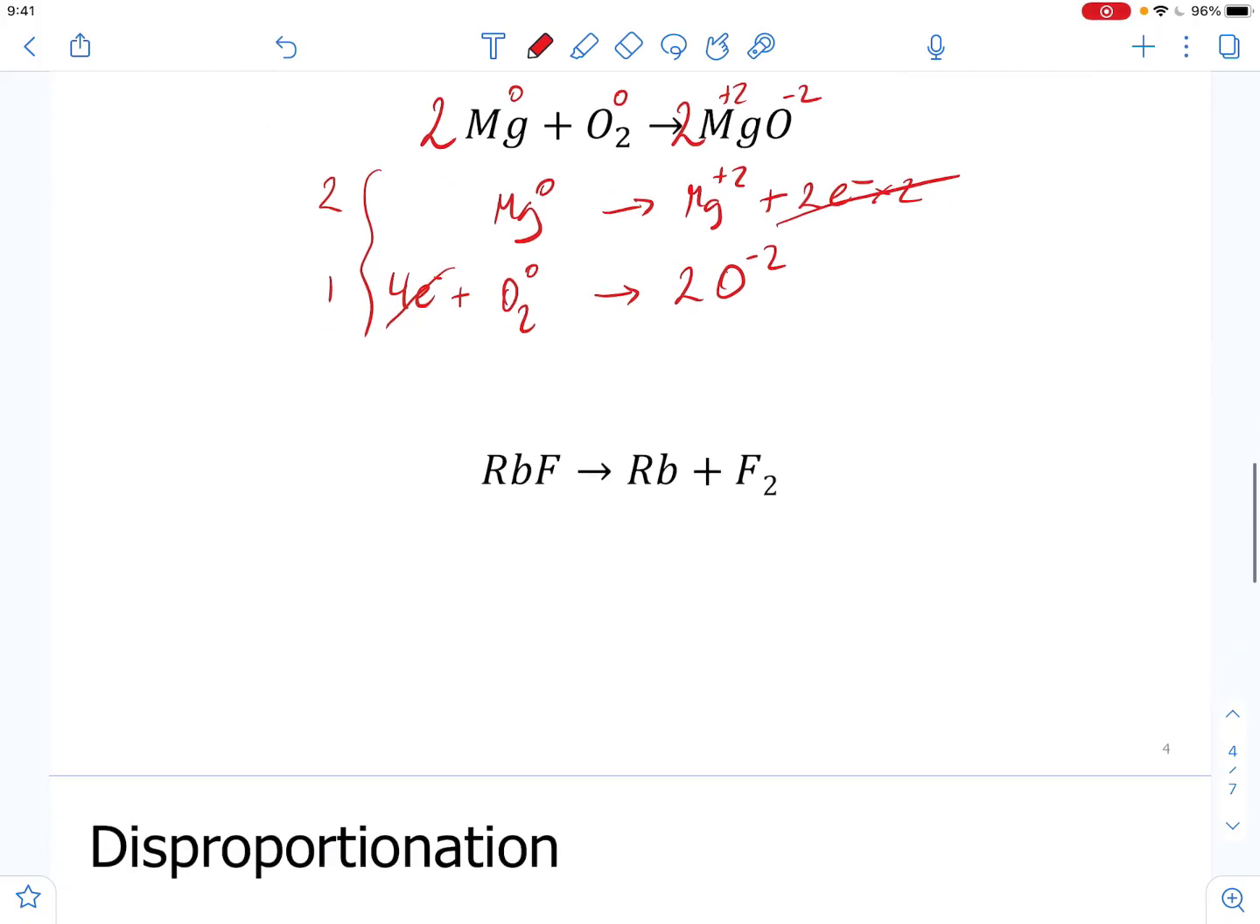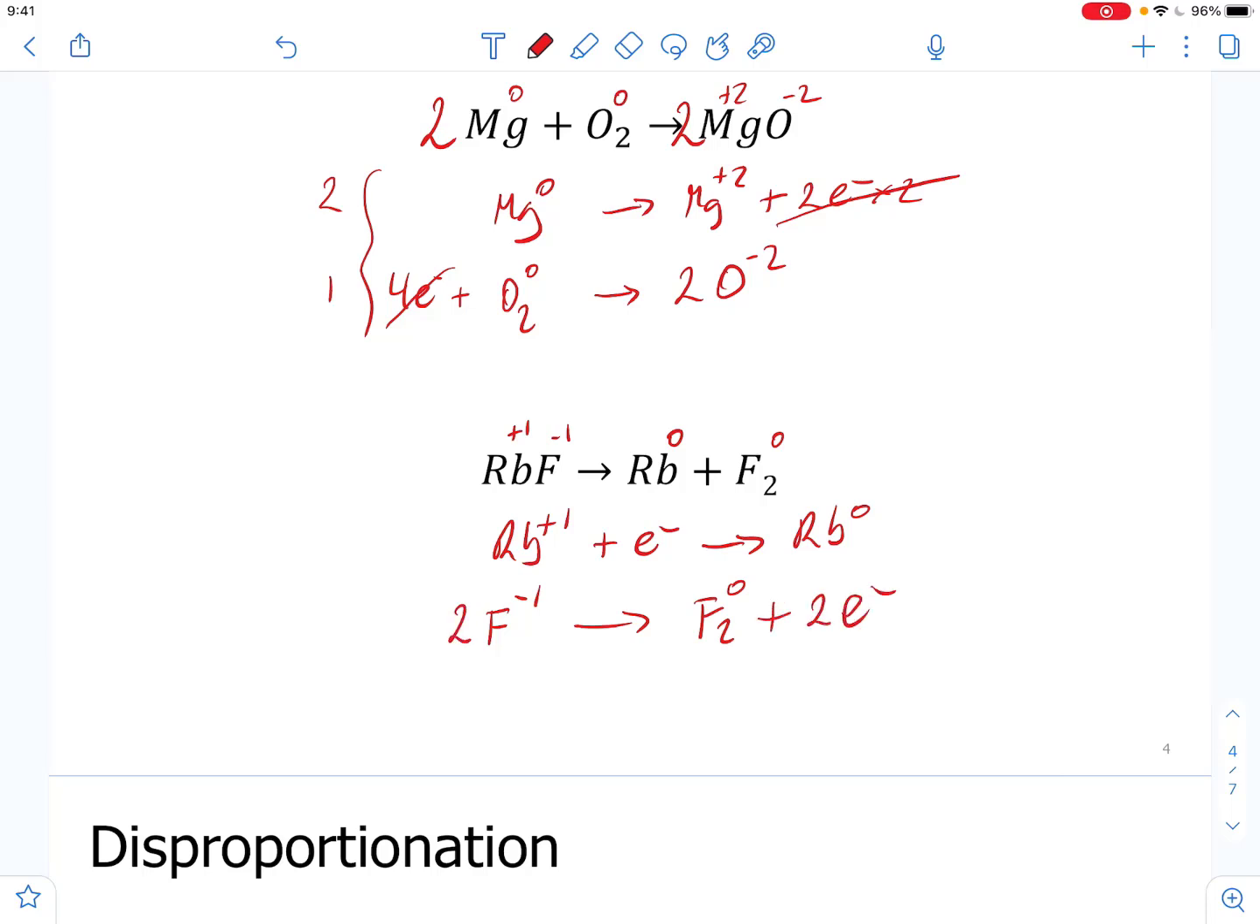Alright, on the second half reaction, rubidium is going from +1 to 0, and fluorine is going from -1 to 0. So it's rubidium +1 electron goes to rubidium 0, and fluorine -1 goes to fluorine 0, we need 2, plus 2 electrons, because you have 2 fluorines and each one is losing 1 electron.